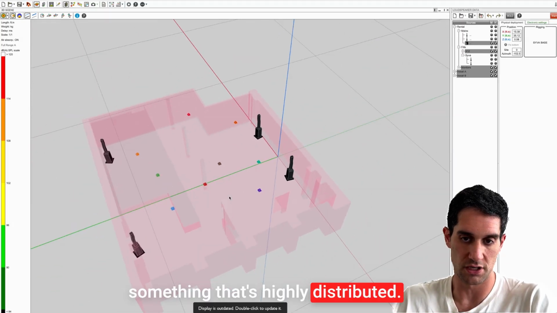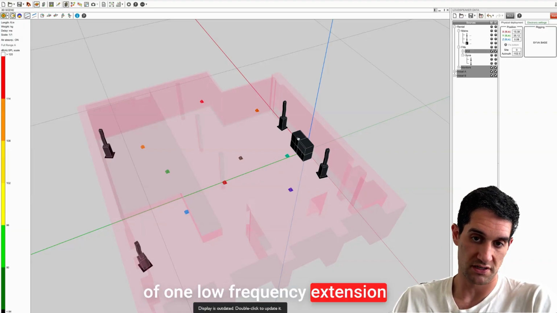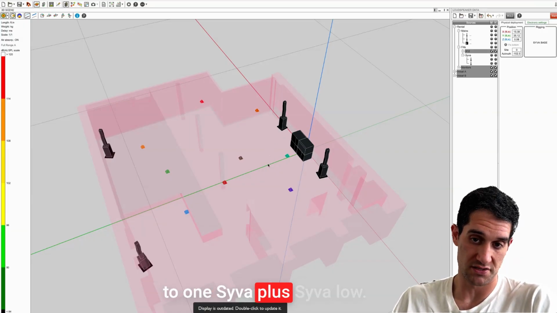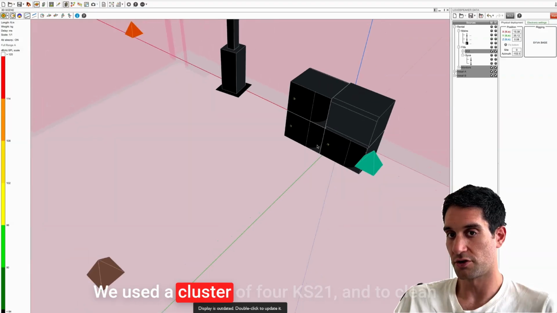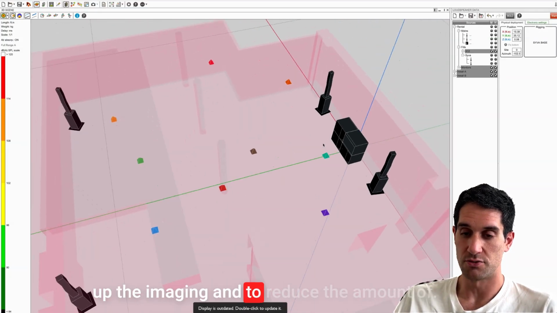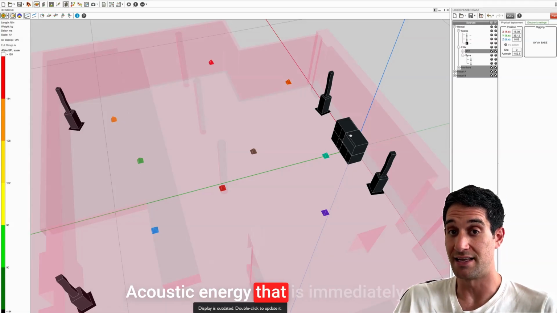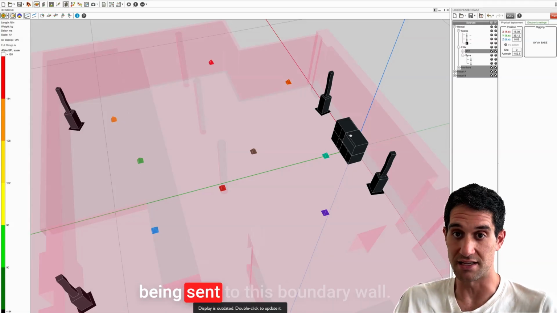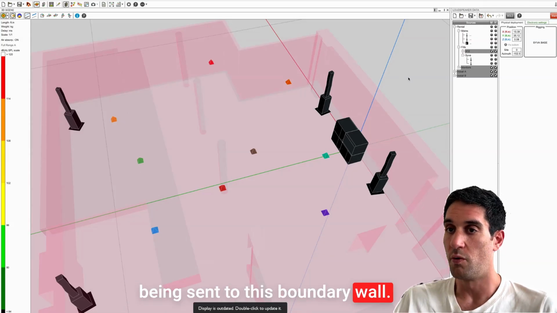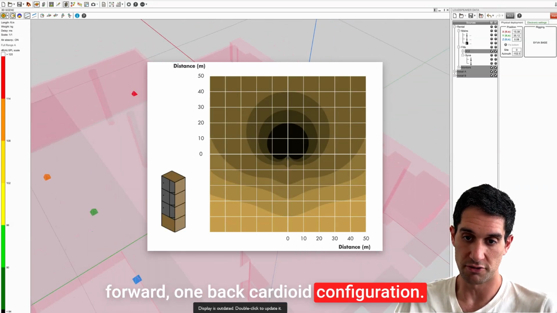I think it just makes sense to have it this way versus something that's highly distributed. We stick to a 1-to-1 ratio of 1 low frequency extension to 1 Syva plus Syva low. We used a cluster of 4 KS21, and to clean up the imaging and to reduce the amount of acoustic energy that is immediately being sent to this boundary wall, we went ahead and arranged them in a 3 forward, 1 back cardioid configuration.